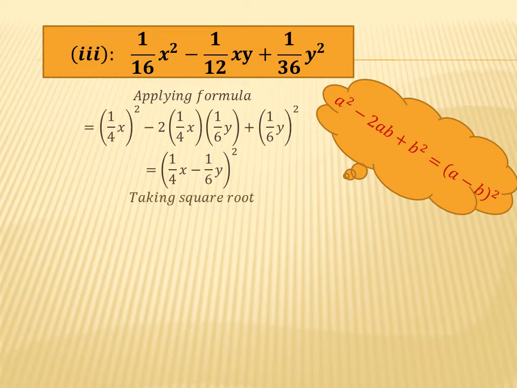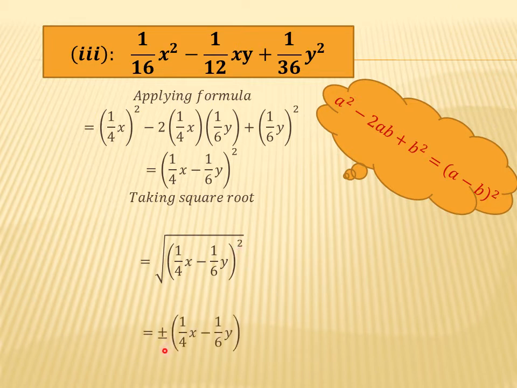Now we have to take the square root. Taking the square root, the square will get cancelled with the root, and now the answer will be written as 1 over 4x minus 1 over 6y, whole, and plus minus sign outside the bracket.